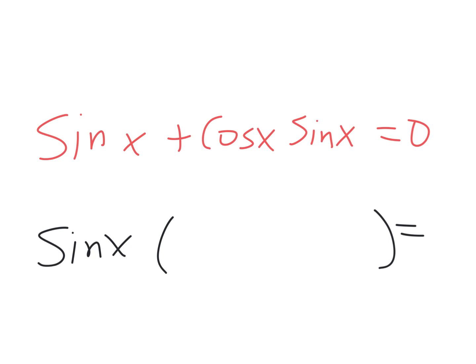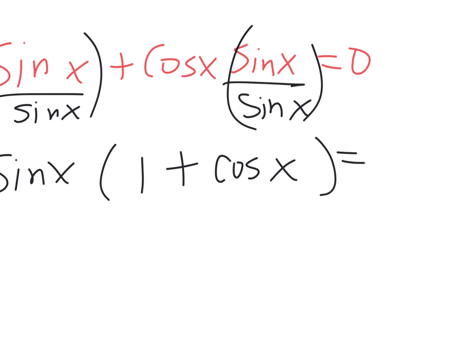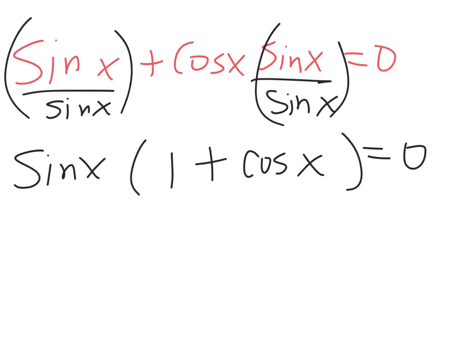You factor out the sine, because look, they both have a sine. And then, if you really want to do it right, you go up here and put divide by sine, divide by sine. That's the thing you're factoring out. And this part is a 1 plus, that part's just going to cancel, and what's left? Cosine x. And then this part can equal 0, and that part can equal 0. And then you'd finish it.